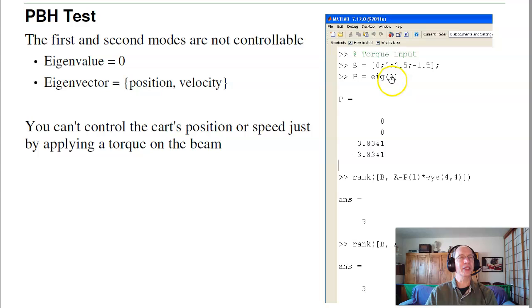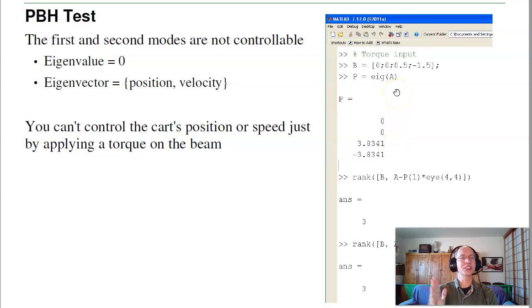Here's your B matrix, here's the eigenvalues of A. Check the first mode, pole at 0. The rank is only 3, not 4. That's not controllable. Second one's not controllable. Third and fourth are. That's these eigenvalues, those eigenvectors can't be controlled.